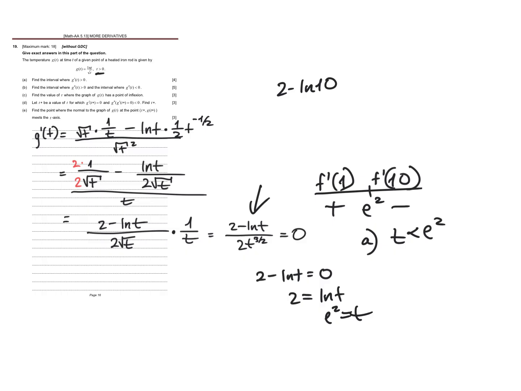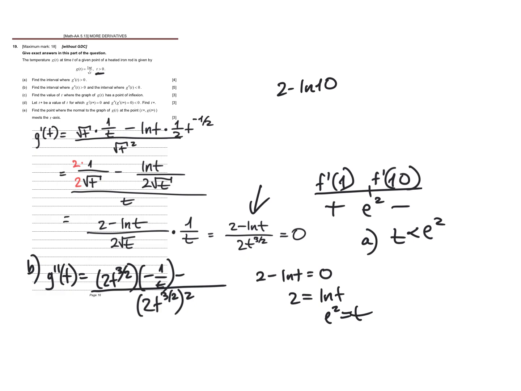All right, find the interval when the second derivative is greater than 0, and the interval where the second derivative is less than 0. So we need to do a second derivative. So we're going to have 2t to the 3/2 squared and 2t to the 3/2. And then we need a negative 1 over t for the derivative of u, minus 2 minus natural log t times, we need the derivative of v, which is 3t to the 1/2.